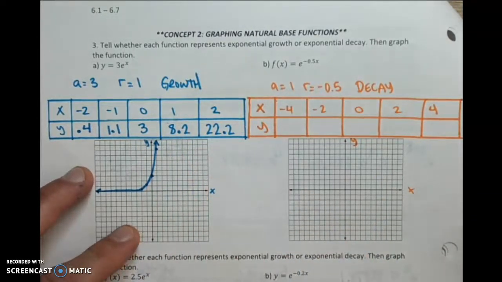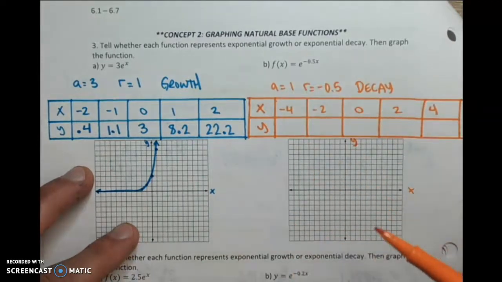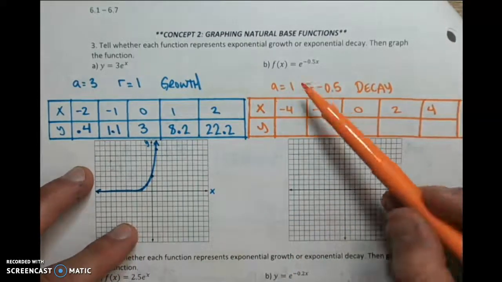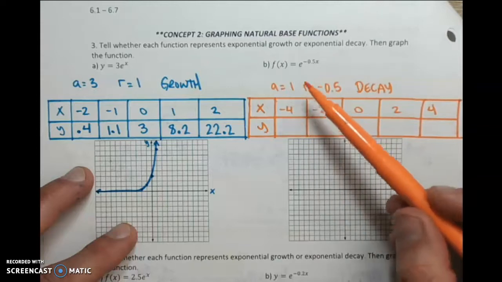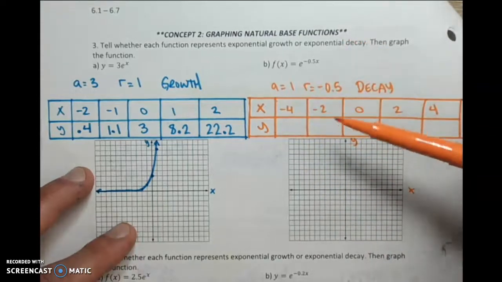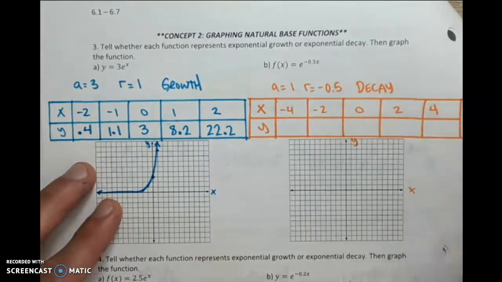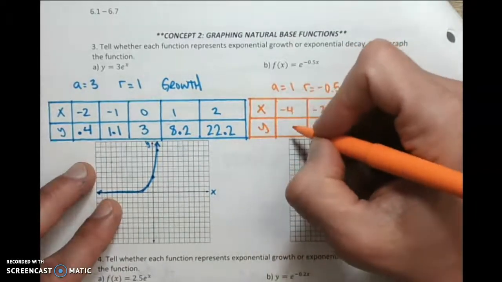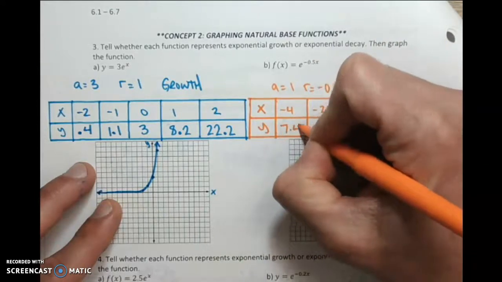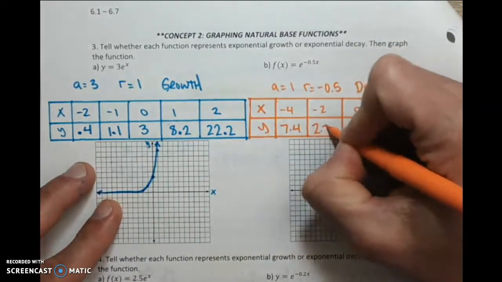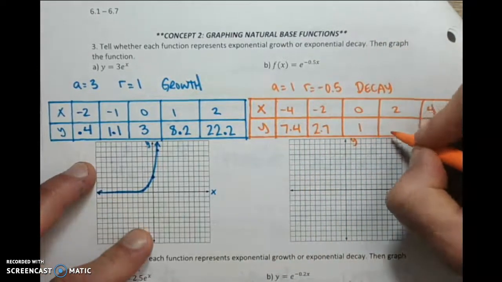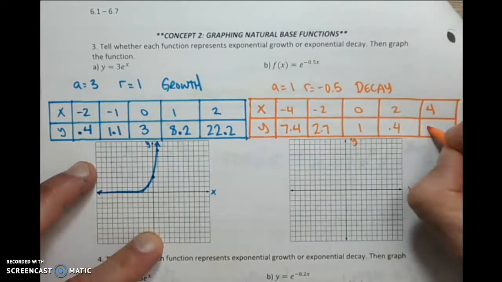All right, so again, you're going to plug this into your calculator. It should be fine, even though you could take out the negative and put it in the denominator as well, but you could just use that negative. And then plug it in and you're going to get 7.4, 2.7, 1, 0.4, and 0.1.